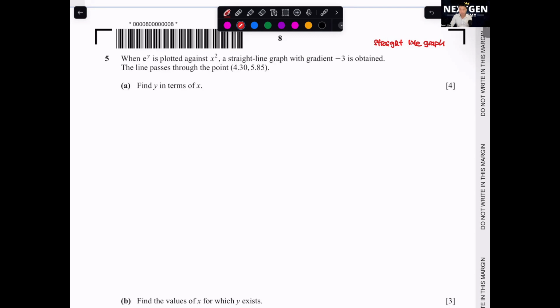This one I call the big Y equals m big X plus C type of question. We start with Y equals m big X plus C. They gave us quite a few values here. First, m is equal to -3. I also like to roughly sketch it out first: e to the power of y against x squared. Gradient is -3, which means your line is going down. It passes through the point (4.30, 5.85), so we just plot a random point now.